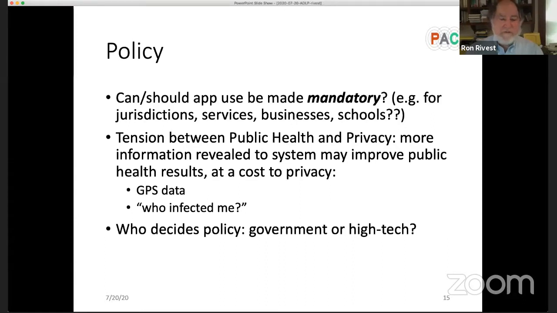And then there's a question of who decides on policy: government, high tech, public health, somebody else. Right now, it's a very interesting situation with Google and Apple having set some privacy limits on what these apps could do. They provide an API, which, if you use it, comes with restrictions. You can't build an app on top of that API that gathers GPS information, for example. You can only use an app that's approved by a public health authority, and you have to follow a bunch of other rules. So there's privacy policy being set by Apple and Google.